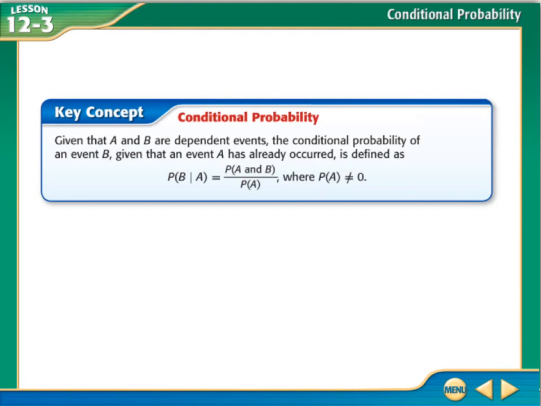Given that A and B are dependent events, and we've talked a little bit about this if they're independent events, but if they're dependent events, the conditional probability of an event B, given that event A has already occurred, is defined as, and we write it this way, the probability of B occurring given that A has already occurred. And we calculate this by finding the probability of A and B divided by the probability of A. And of course, the probability of A has to be something besides 0. So let's take a look at some examples.